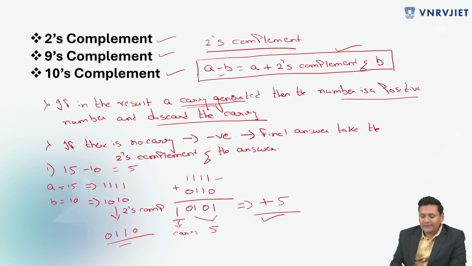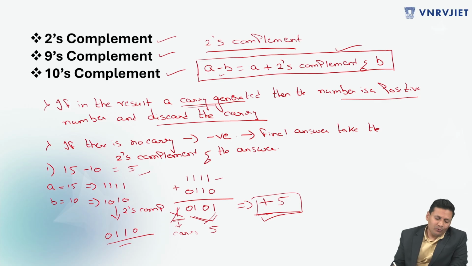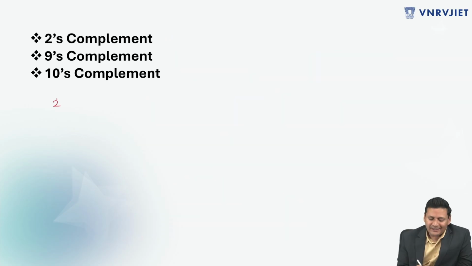If in the final answer there is a carry, it means that the number is positive and you have to discard the carry, and this will be my magnitude. 0101 is nothing but 5, and my final answer is plus 5. So this is the condition for the 15 minus 10. Now we will do one more example. Now we will see the second example.